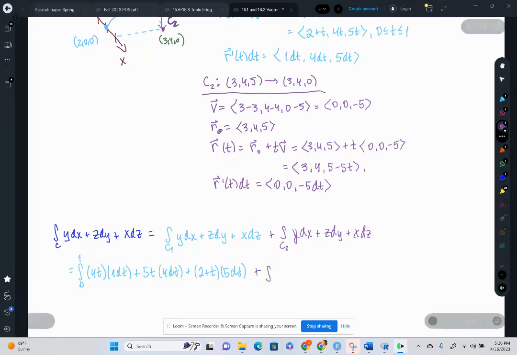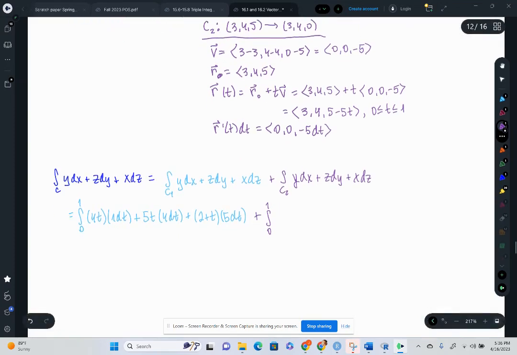Oh, I forgot to put bounds on this. It's a line segment, so it's still t goes from 0 to 1. So we'll do 0 to 1 down here. Now I need to replace all the things from our C2 parametrization, where y is 4, dx is 0 dt. So we're going to get nothing from that. Plus z, which is 5 minus 5t, times dy, which is again 0 dt. Plus x, which is 3, times dz, which is negative 5 dt.